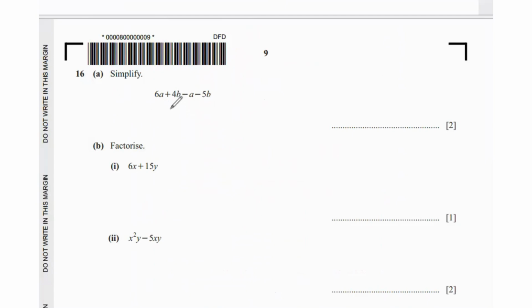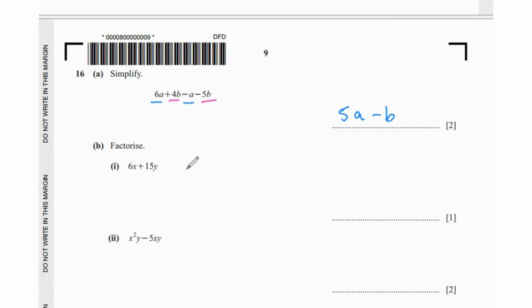Then it says simplify 6a plus 4b minus a minus 5b. So once again, collect the like terms. 6a and minus a are like terms, and 4b minus 5b are like terms. So 6a minus a is 5a. 4b minus 5b is minus b.